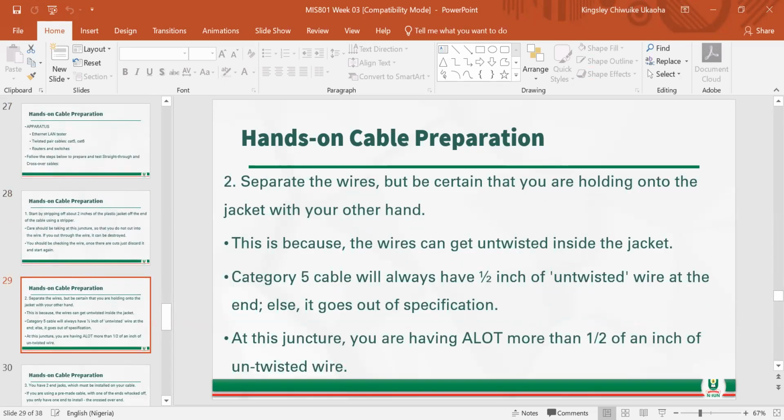Step 2, separate the wires, but be certain that you are holding onto the jacket with your other hand. This is because the wires can get untwisted inside the jacket. Category 5 cables will always have ½ inch of untwisted wire at the end, else it goes out of specification. At this juncture, you are having a lot more than ½ of an inch of untwisted wire.